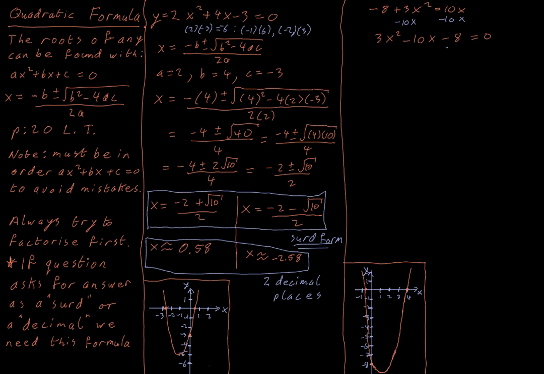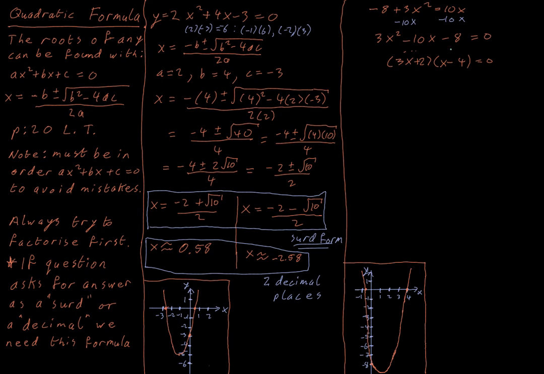I could try and factorize this, and in point of fact, this will actually factorize. If you go down through your steps, you will be able to get this out to the bracket 3x plus 2 on x minus 4 is equal to 0, and you'd be able to get your roots. I will leave it to you to do that. That isn't the focus of our work today.